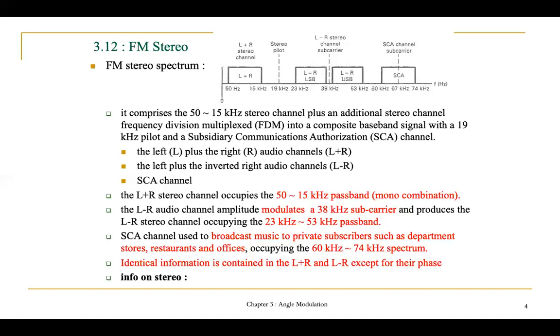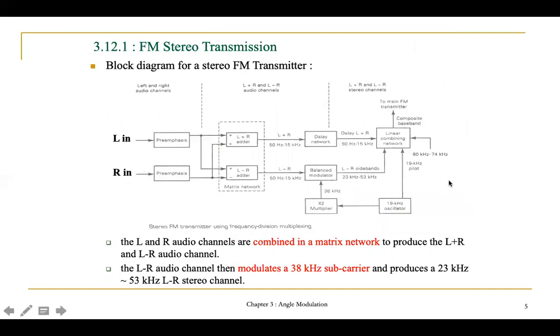So the identical information is contained in the left plus right and left plus inverted right except for their phase. This figure is the block diagram for a stereo FM transmitter. Here you have the left and right audio channel. The left and right audio channels are combined in the matrix network to produce the left plus right and the left plus inverted right audio channel.